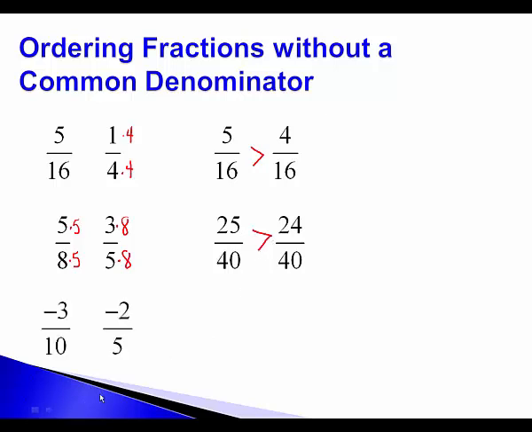And our last one is negative 3 over 10 and negative 2 over 5. Once again, we need to create a common denominator, and we can do that by multiplying by 2's. When I do that, I get negative 3 over 10 and negative 4 over 10. Remember, think about that number line and which number is farther to the left. Well, the negative 4 is farther to the left, so it is the smaller of the two numbers. So negative 3 over 10 is greater than negative 4 over 10.